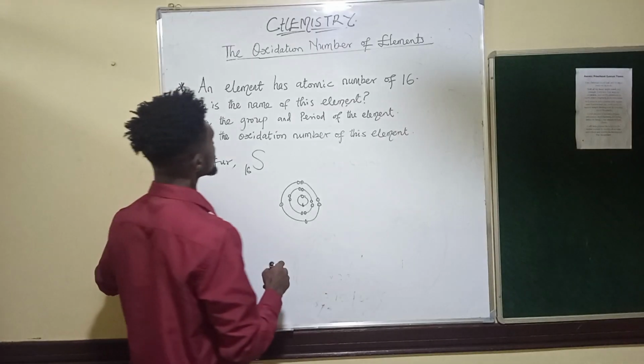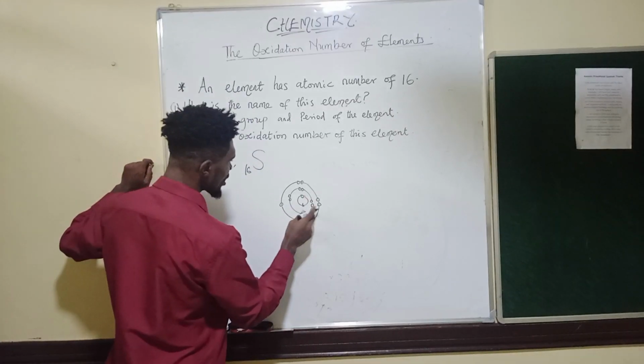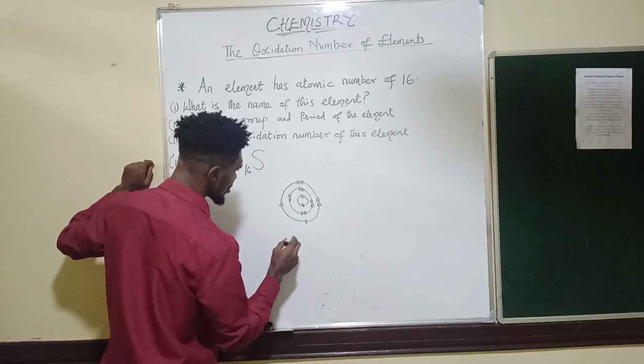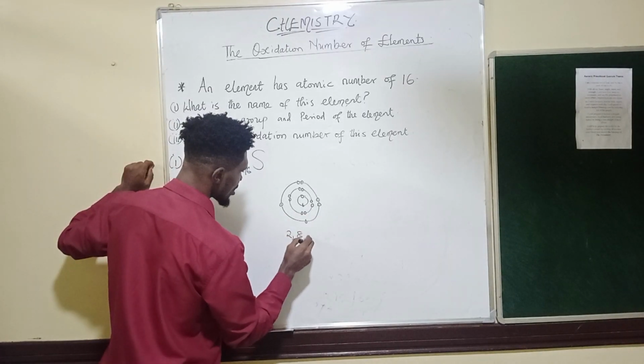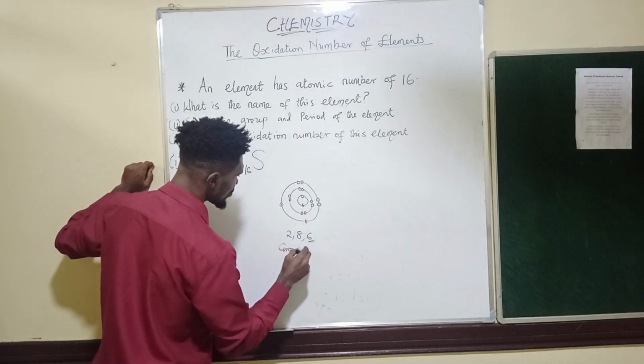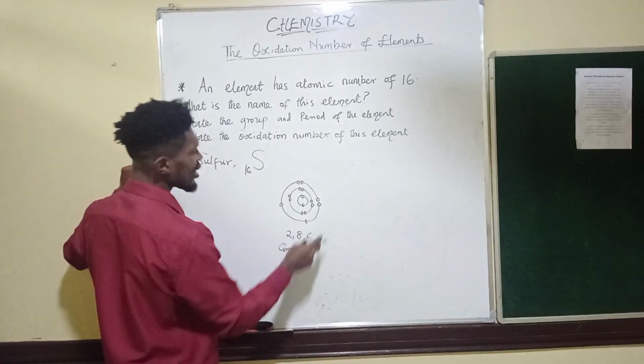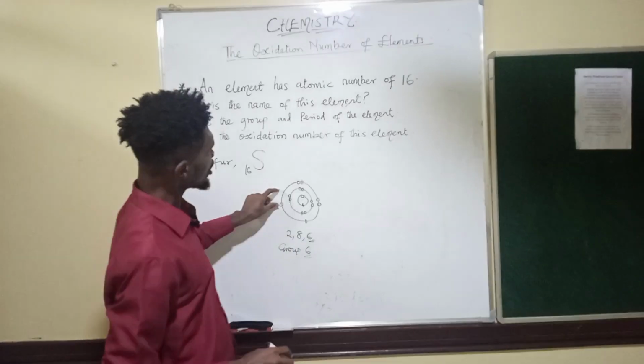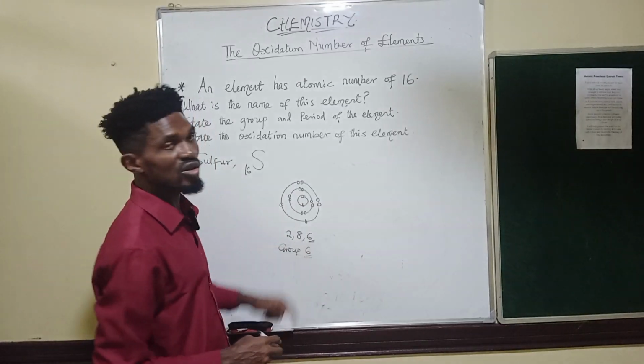So this element belongs to what? We have 2, 10, 2, 8, 6. 2, 8, 6. So this element belongs to the group 6, because the outer electron, the electron at the outermost shell determines the group.